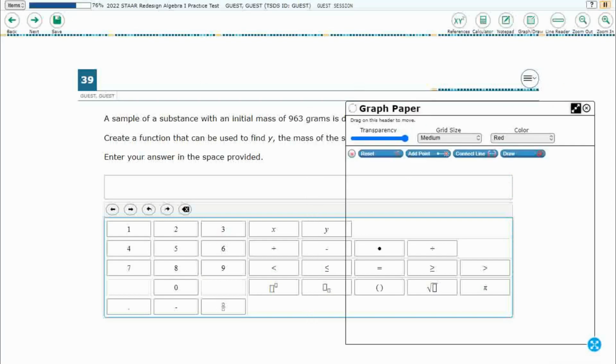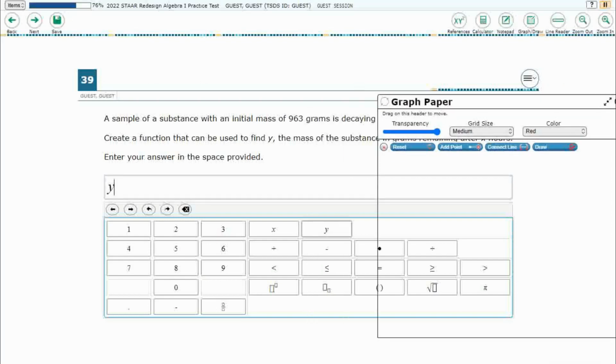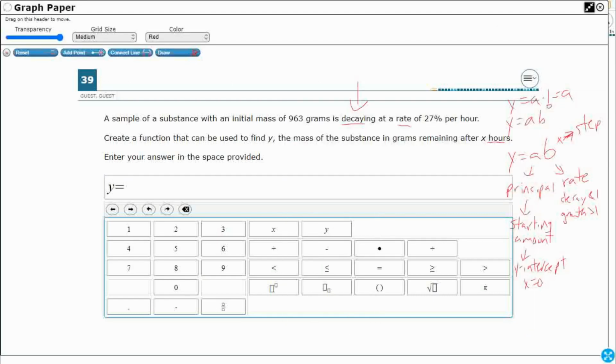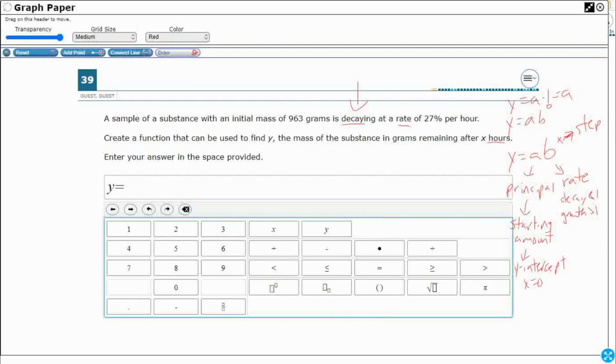All right, we can say y equals. We know we need to do that. Don't worry about putting spaces in between it. Just leave it as y equals. Now, let's figure out the a. The a is your starting amount.